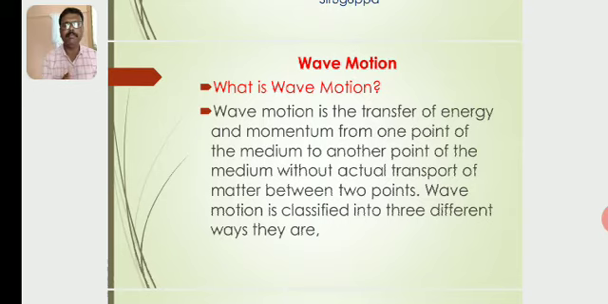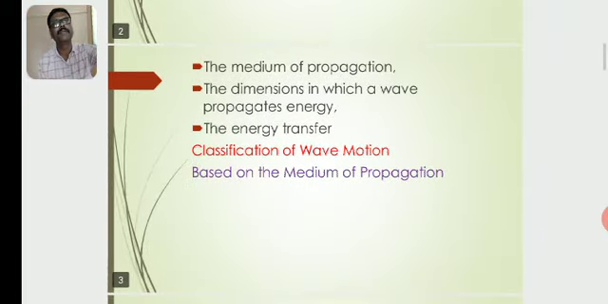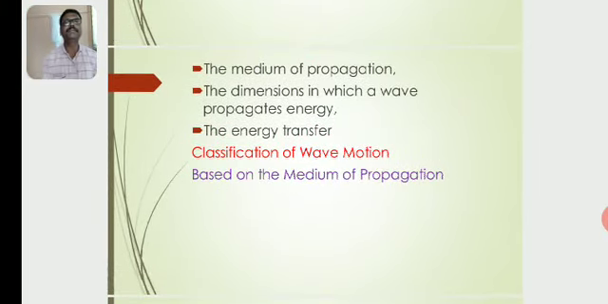So it is called wave motion. Wave motion can be classified into many types based on the medium of propagation, the dimensions in which a wave propagates energy, and the energy transfer. That means wave motion can be classified into many types based on the medium required for their propagation, then the dimensions, then the energy transfer.